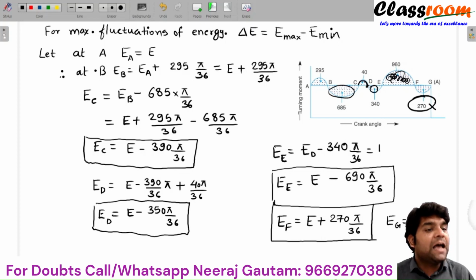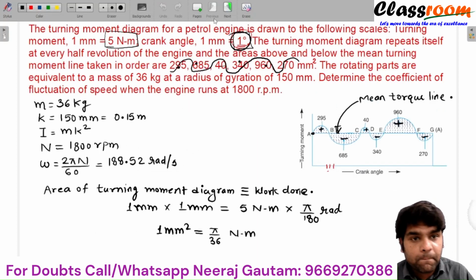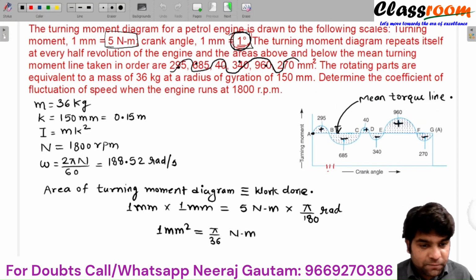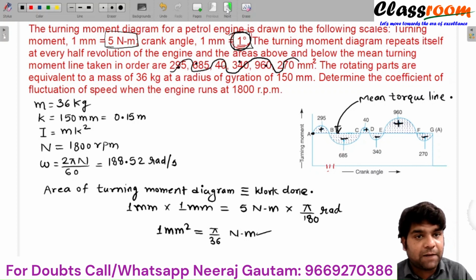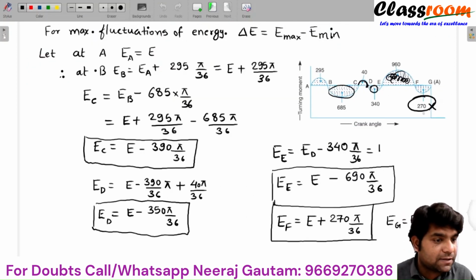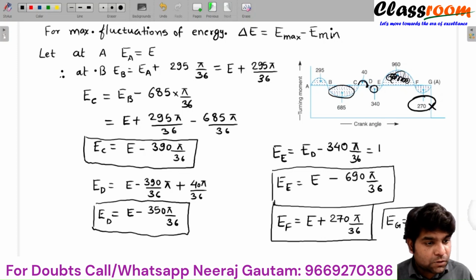This is the area. If I multiply this area by this factor pi by 36, then I will convert this area into the energy. So this plus 270 and this minus 270 becomes 0. So energy at G is equal to E. It is also equal to A. So the cycle is completed. The initial energy is equal to the final energy.